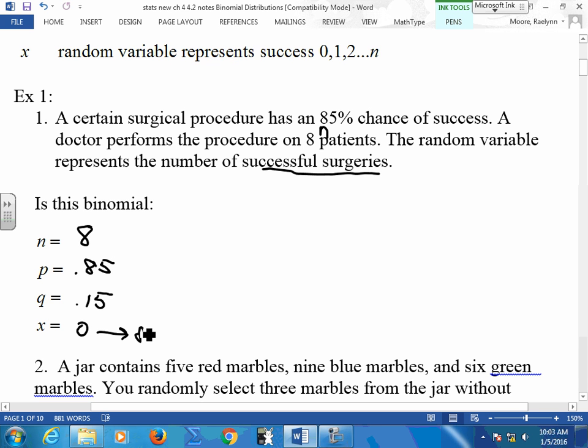Is this a binomial probability? Did it hit all 4 things? Yep, we have a fixed number of times. They're independent of each other. One surgery does not affect the next surgery. 85% chance it's either success or it's a failure. Okay, so that, yes, we say yes, that's binomial.